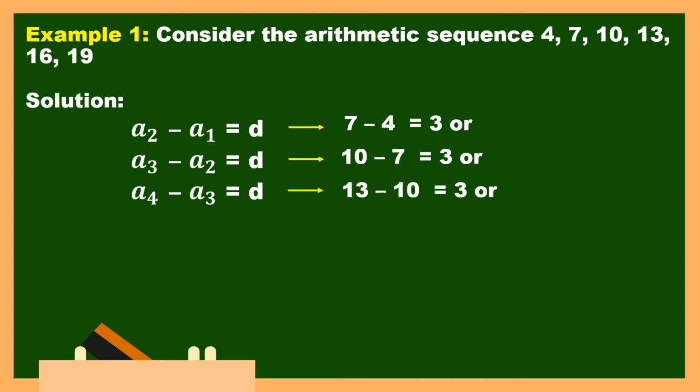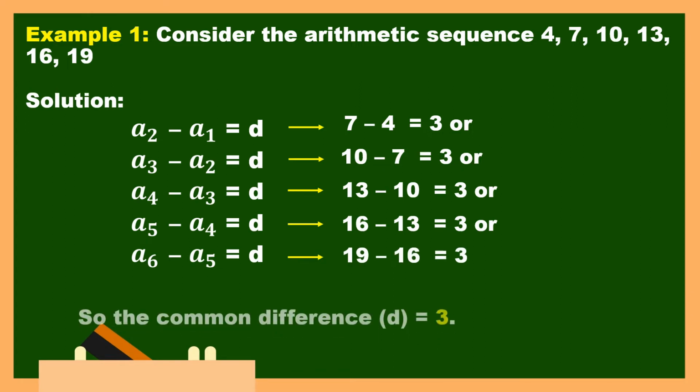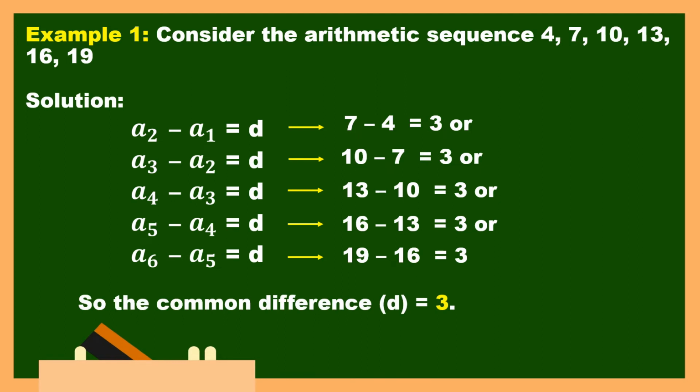And isubtract naman ang fourth term mula sa panglimang term. So, 16 minus 13 equals 3. And lastly, subtract the fifth term from the sixth term. So, 19 minus 16 equals 3. So, the common difference D of the given arithmetic sequence is equal to 3. Kasi nga, kung napapansin nyo, pare-pareho ang difference ng given arithmetic sequence. That is why the common difference is 3.